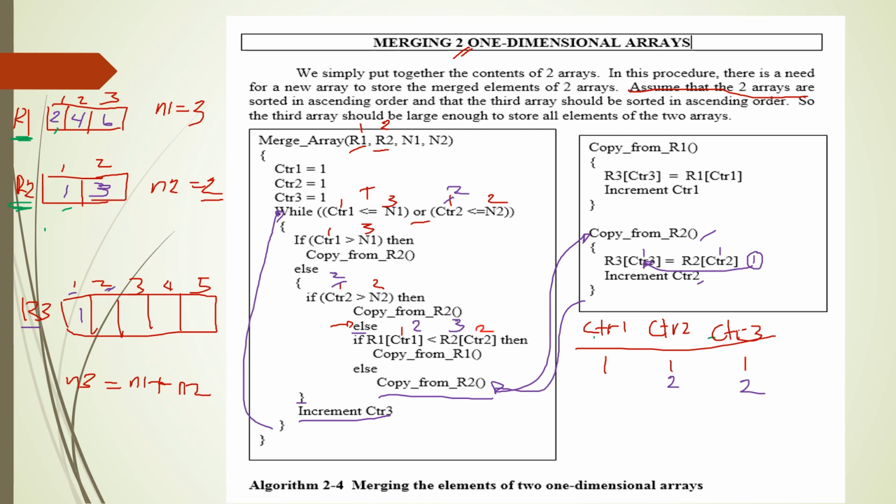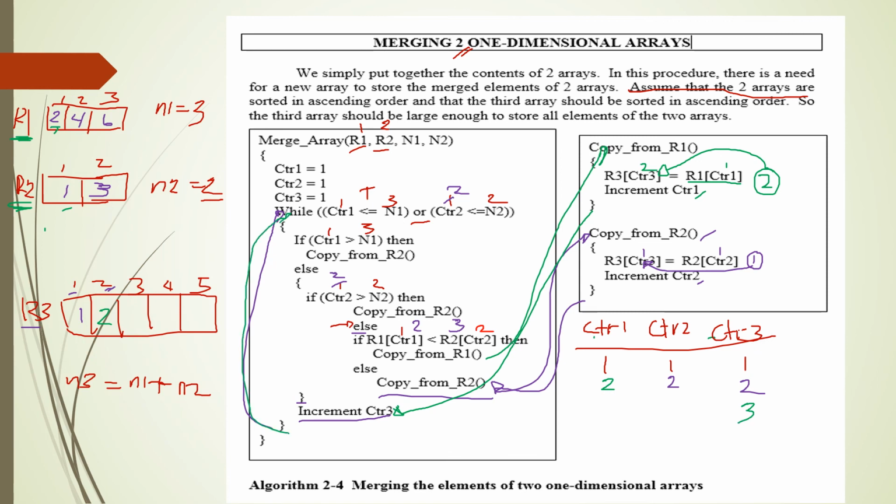Very good. So, if it is true, then we copy from R1. Okay. Counter 1 is 1. Counter 3 is 2. R1 sub 1. R1 sub 1 is 2. So, 2 will be assigned to R3 sub 2. R3 sub 2 will be 2. Okay? Then, increment counter 1 or CTR1. So, that will be 2. Then, go back, increment counter 3. And then, go back to while loop.